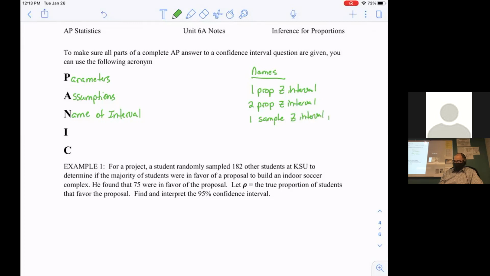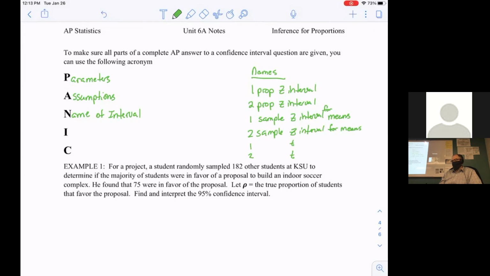We can rotate this over to means. We'll do means next chapter. But since we're here talking about them, we'll go ahead and include those as our name list. And in reality, we also have a 1 and 2 sample T interval, and I'll just abbreviate those. Again, there's 6 possible names that we'll have there for intervals.